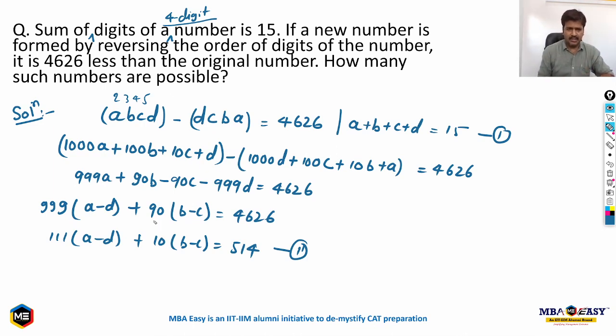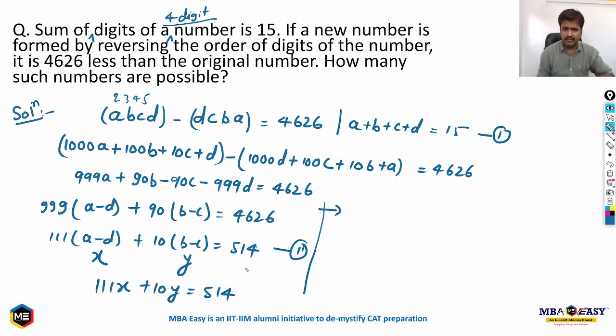So let us solve it now. See, we'll take this A minus D as, say, x. Assume this as x and this is y. Then our equation reduces to 111x plus 10y is equal to 514. Now there is a specific method to solve these types of equations. We write one variable in terms of the other variable. So write y in terms of x. It will become (514 minus 111x) divided by 10.